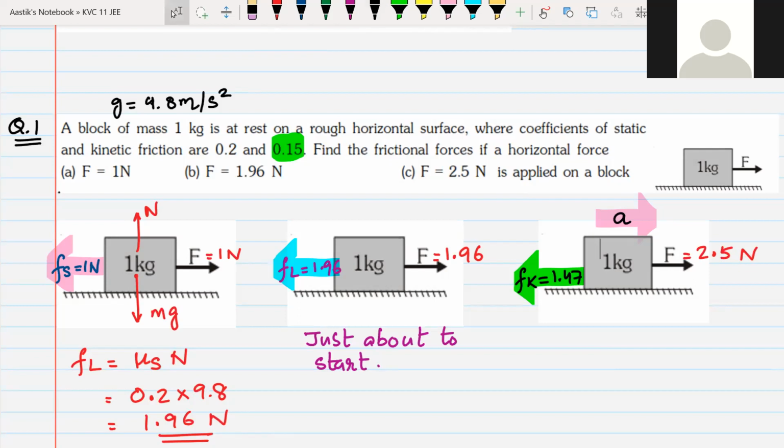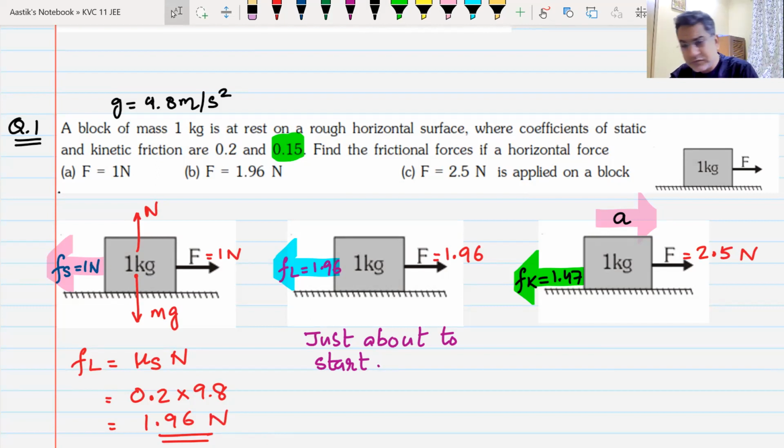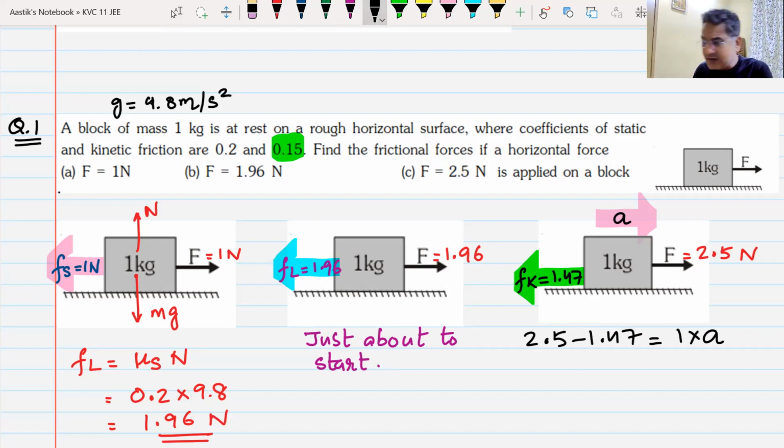So, anyone got the answer? How are you going to get the acceleration? The body is going to move forward. Basically what you have to do is see how much is the force in the right direction. This is 2.5 newtons. Then what is the force in the leftward direction? 1.47 newtons. That is the net force. That must be equal to mass, which is 1 kg, into A. From there you will get the value of A. Do we understand this, everyone?